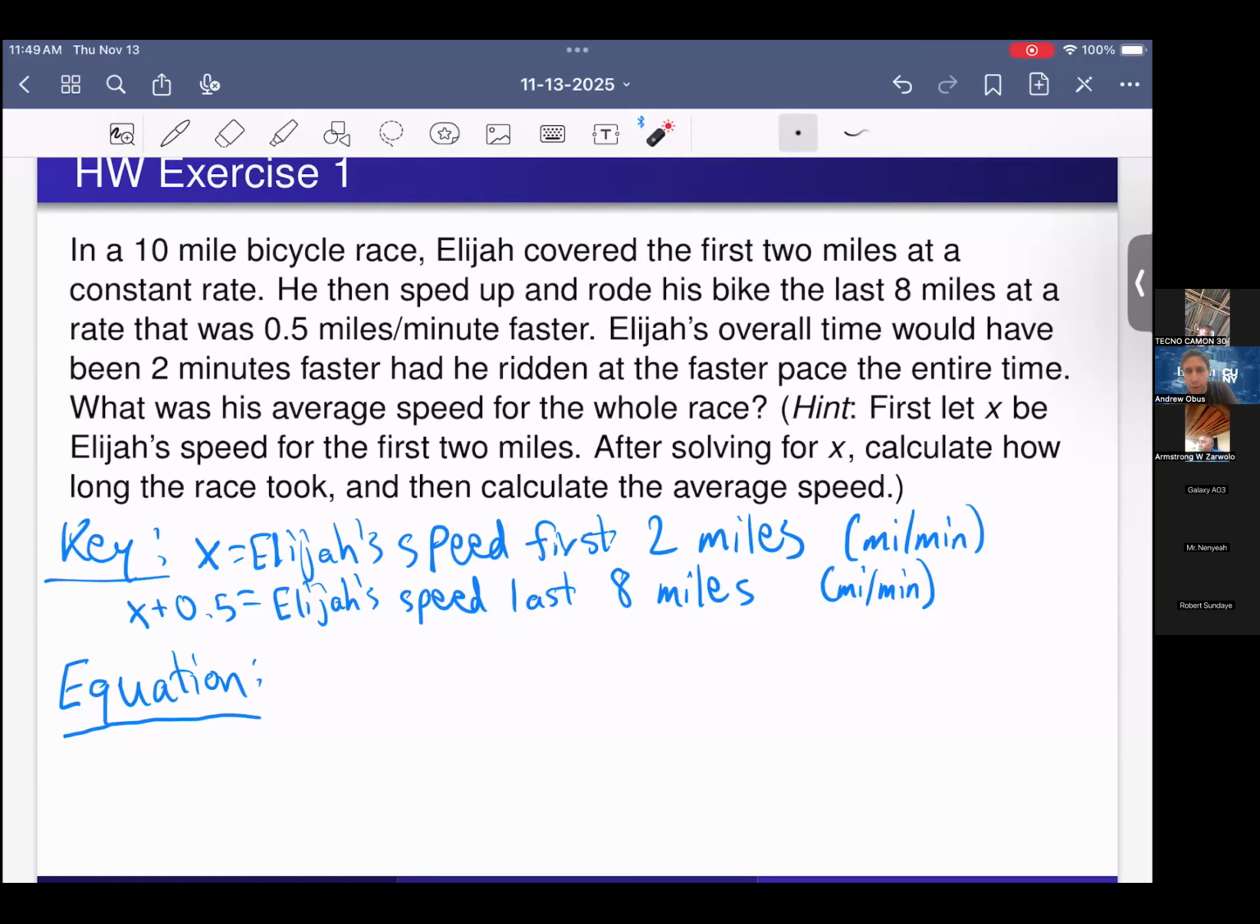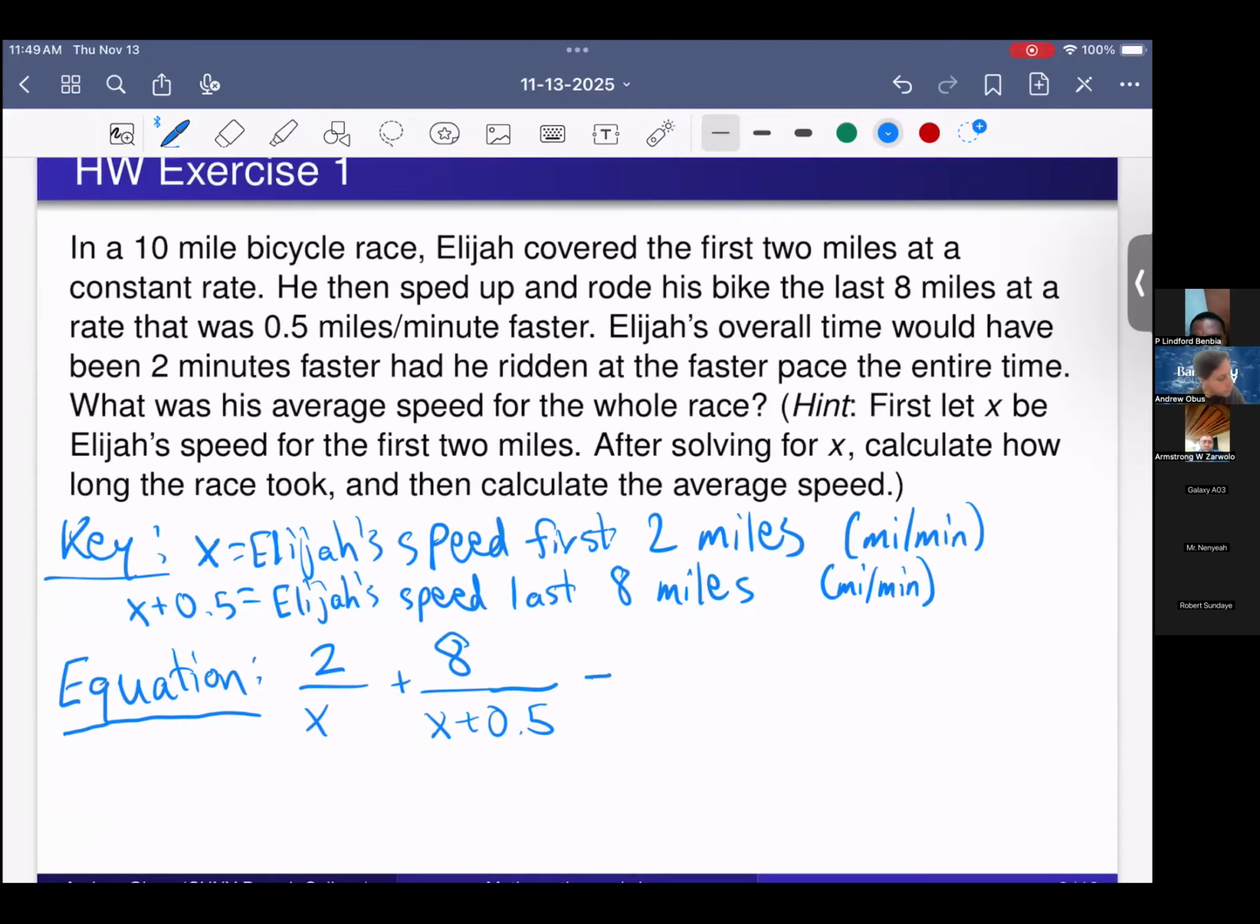All right, anybody want to try? Am I clear? Yes. Okay, Linford? All right. So in setting the equation, I want us to look at 2 over x plus 8 over x plus 0.5, minus 10 over x plus 0.5, is equal to. That was what I did. I don't know whether I'm right.